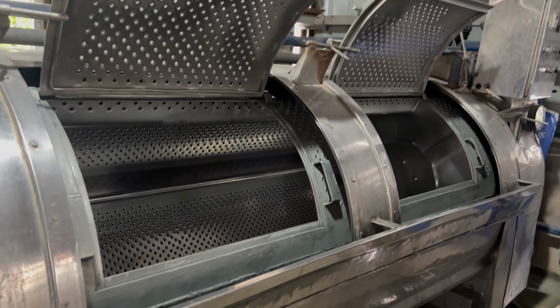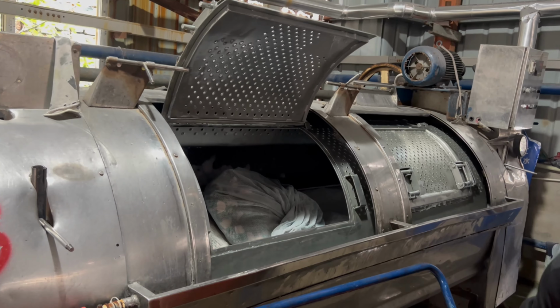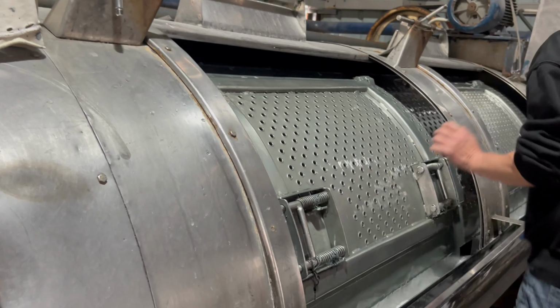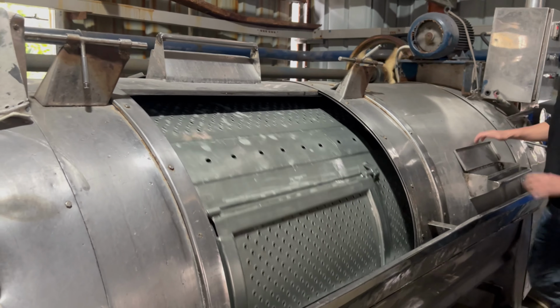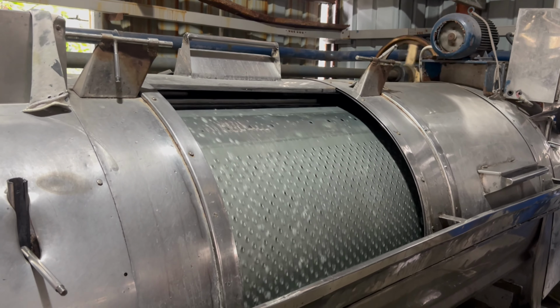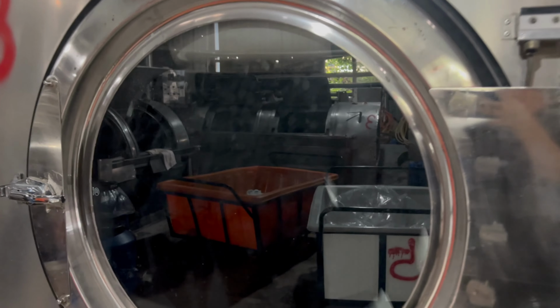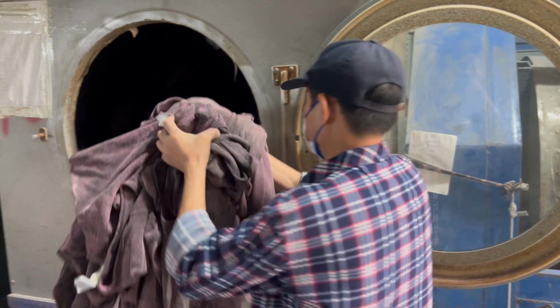The steamed socks are placed in industrial washing equipment for washing to remove unfixed dyes and floating colors on the fabric surface and improve color fastness. The washed socks are placed in an oven for drying to complete the entire printing process.